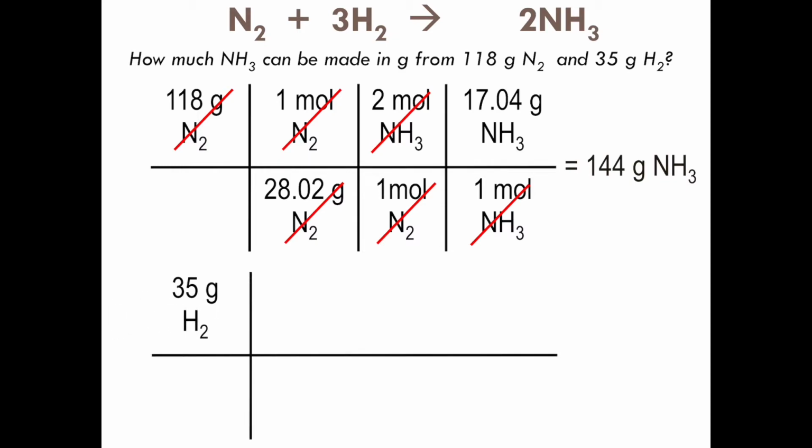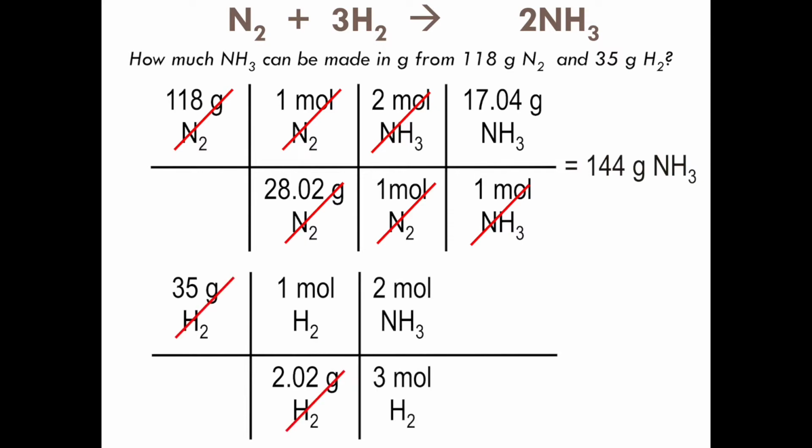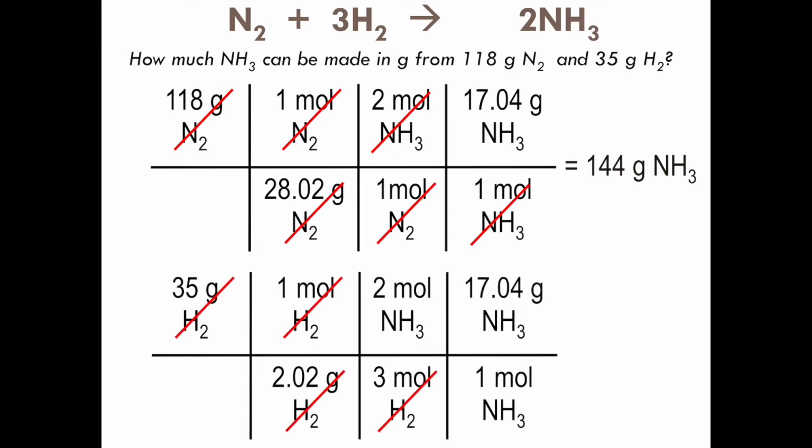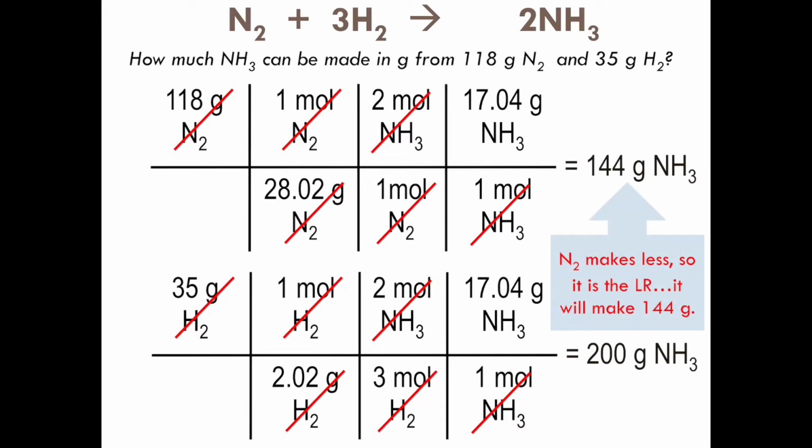Doing the same thing again with 35 grams of H2, converting it to moles, moles to moles, and then back into grams. So with the 35 grams of H2, I would make 200 grams. I'm never going to make that because I don't have enough of the nitrogen, the N2. So how much am I going to make? I'm going to make 144 grams because the N2 makes less. So it's the limiting reactant. It's going to make 144 grams.